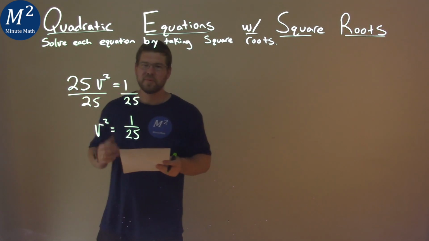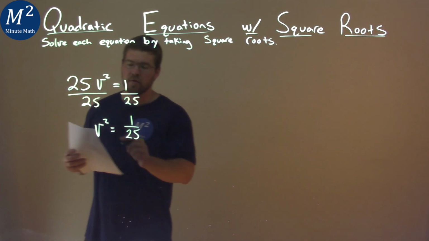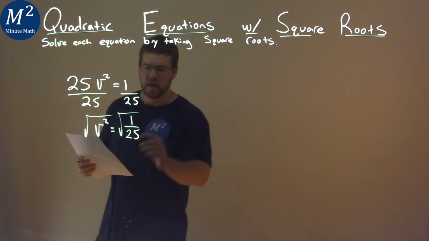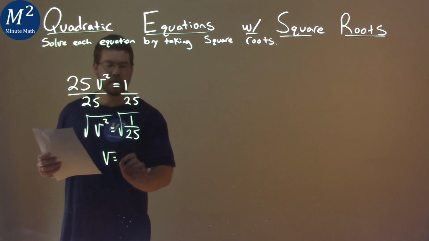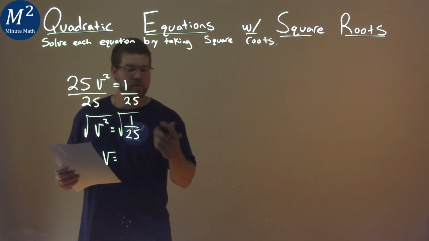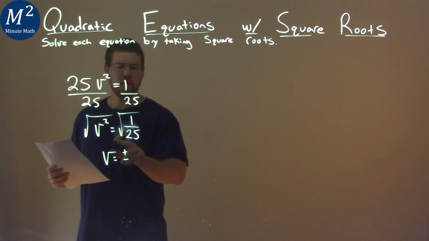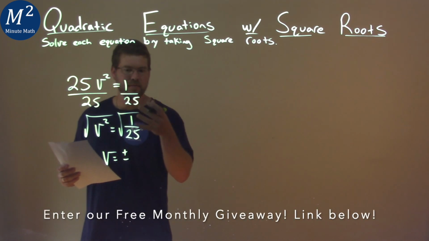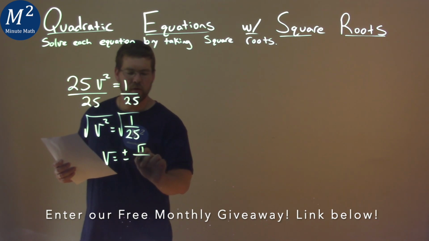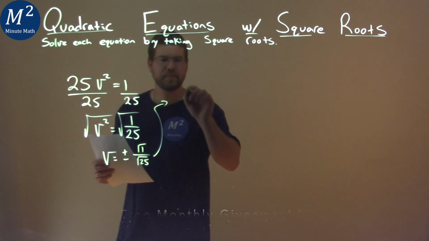Well, now how do we get rid of the squared? To get rid of squared, we take a square root. So I take a square root of both sides of the equation. This gets me v by itself equal to, now when we take the square root over an equal sign, we have to have plus or minus. And when we take the square root of a fraction, we can take a square root of the numerator and the denominator individually. Square root of 1 over the square root of 25. Let's simplify that up here.